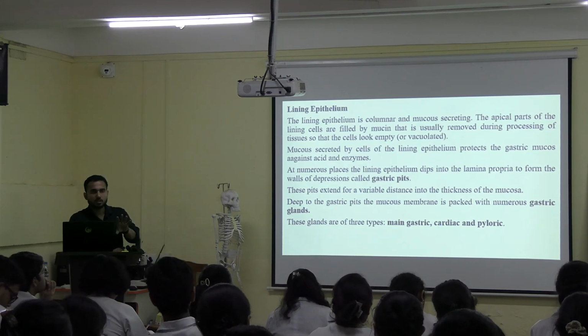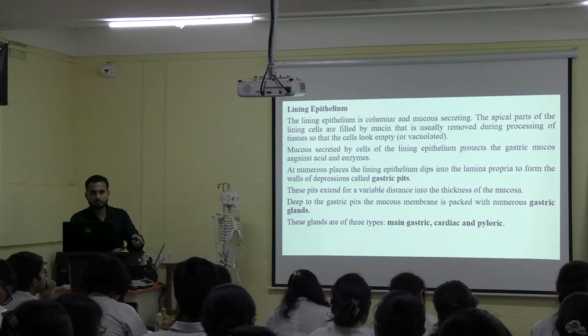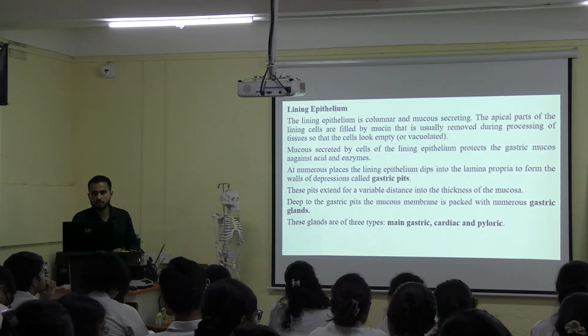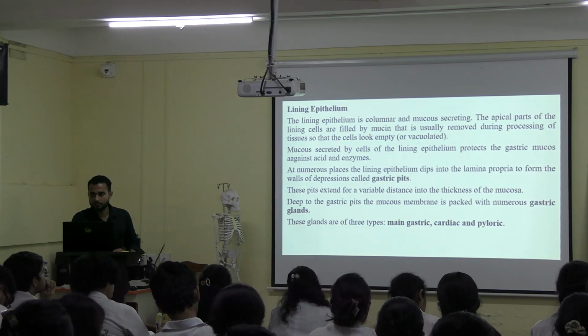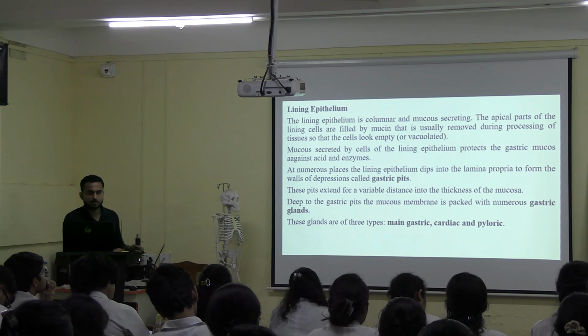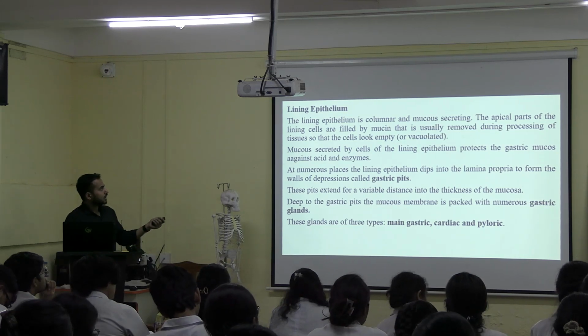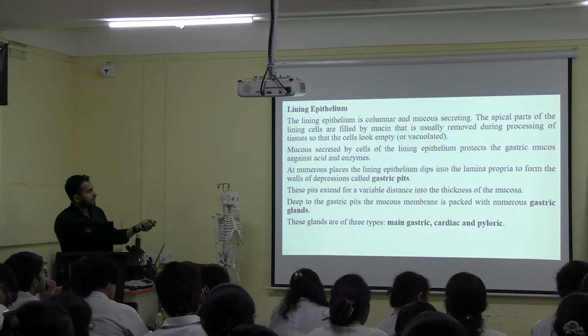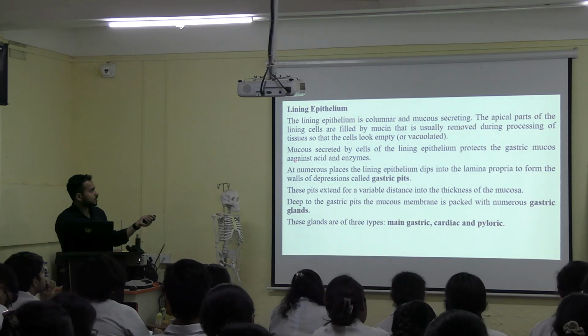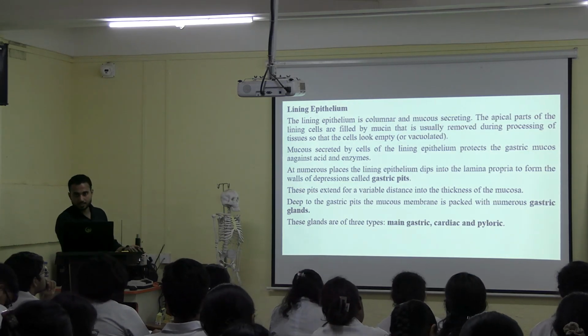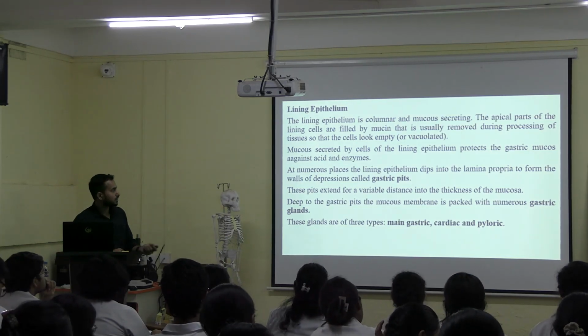It is a method of staining. If you stain with that PAS method, then you can see the mucin which is present at the surface of the cell, means inside the cell. Now, mucus secreted by the cells of the lining epithelium protects the gastric mucosa against acid and enzyme. As simple as that. Already we know that.